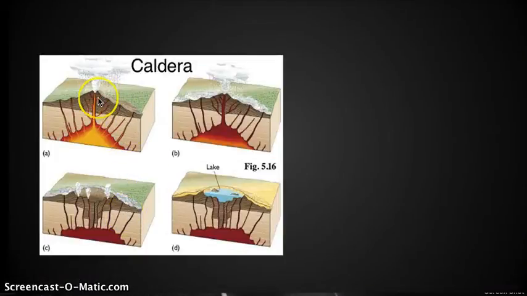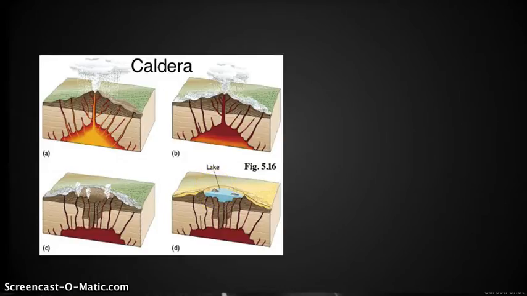So here's, let's say, a composite volcano, and you see there's a lot of vents with a main vent here and a summit crater here. And then you see that as time goes by and it keeps erupting, eventually it can blow off its whole top. And then it has like a dip or a depression here. And then sometimes it fills up with water and becomes lakes.